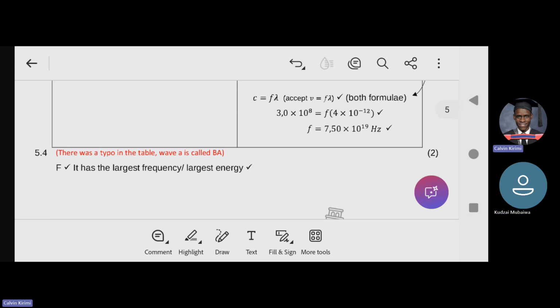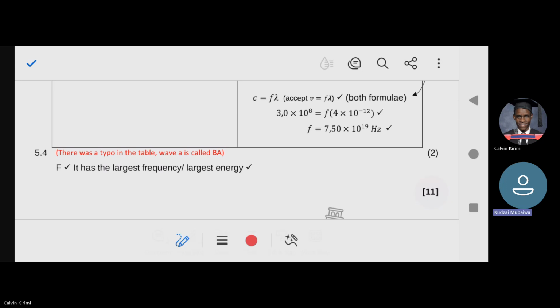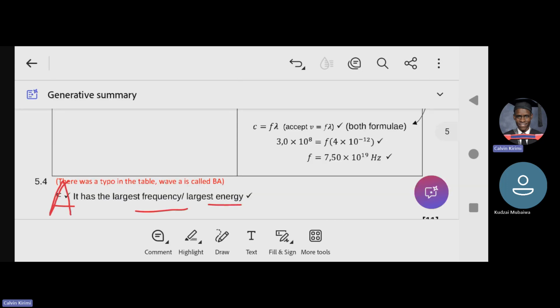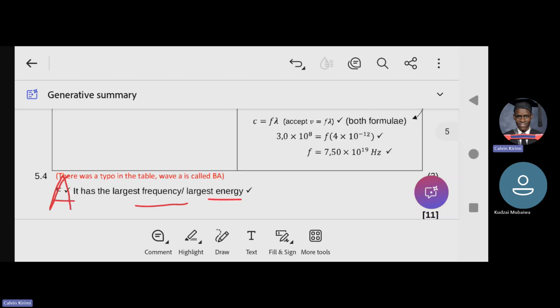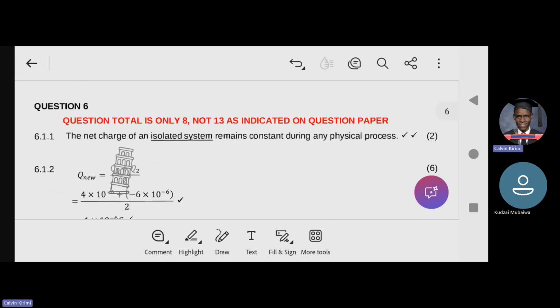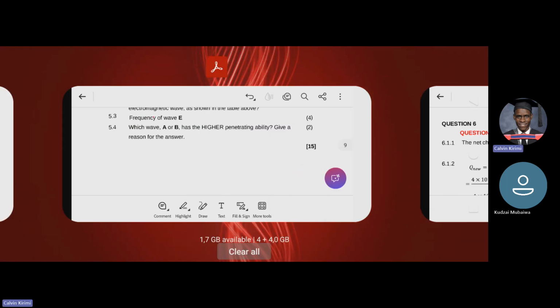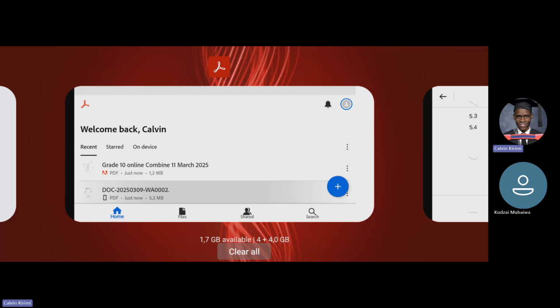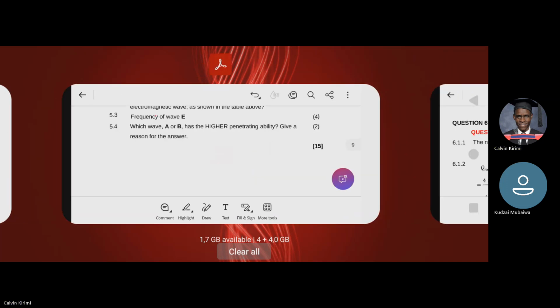There's the largest frequency and largest energy. Can you see it? Yes, sir. It's supposed to be A, not F. Yes, the largest frequency and energy. Simple things. There's nothing difficult about what we are writing. You practice, you sit down again, analyze the question, nothing is difficult. And revise those scopes which were given to you.